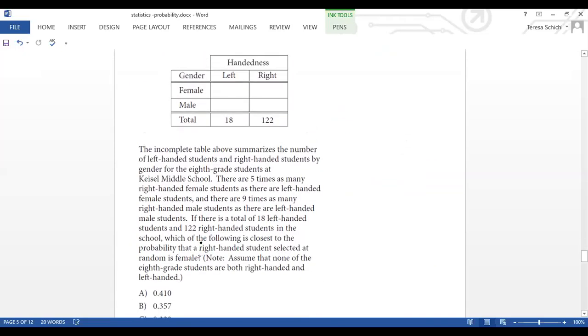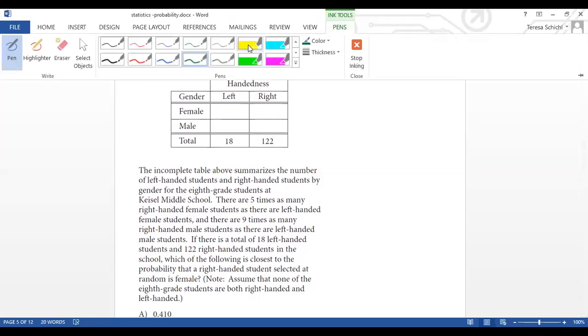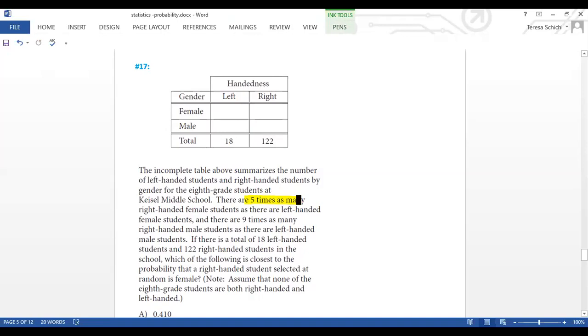Okay, so number 17, I think probably is the hardest one for this whole package. This is an incomplete contingency table. It is trying to summarize gender, male and female, as one variable, and then handedness, whether you are left-handed or right-handed. Let's say there are 5 times as many right-handed female students as there are left-handed female students. So this is the first statement.